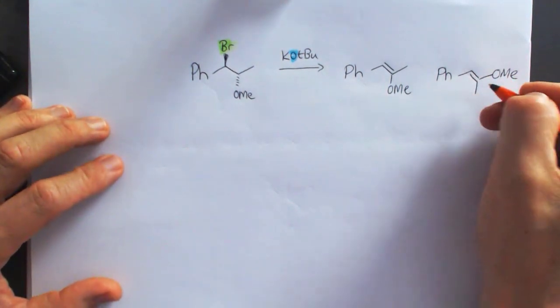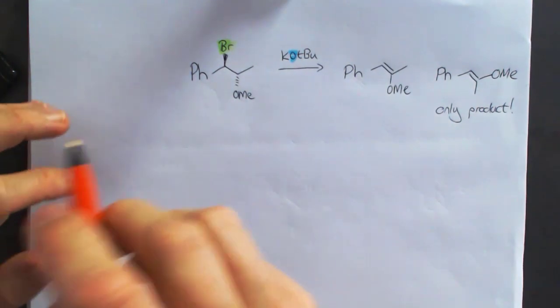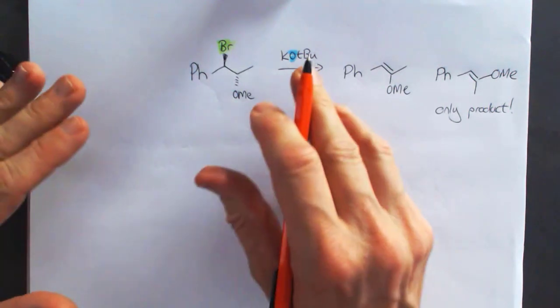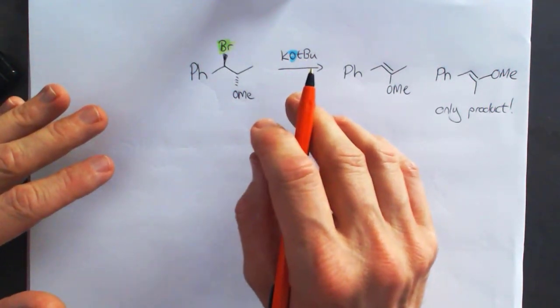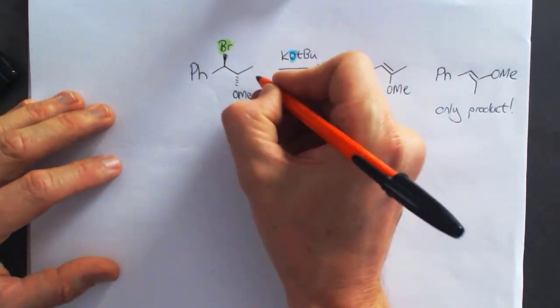I used the wrong term. I said major product. It's the only product. Why is that? It's because of the E2 elimination. And in order to answer a question like this, we have to go through a number of steps to get this right. And really, the best way of doing this is via a Newman projection.